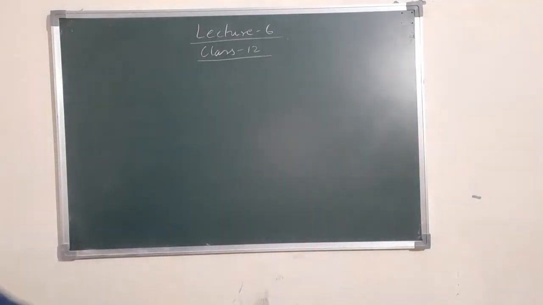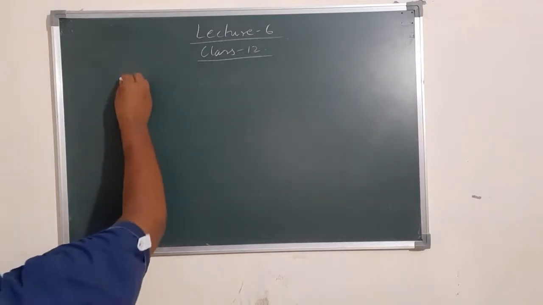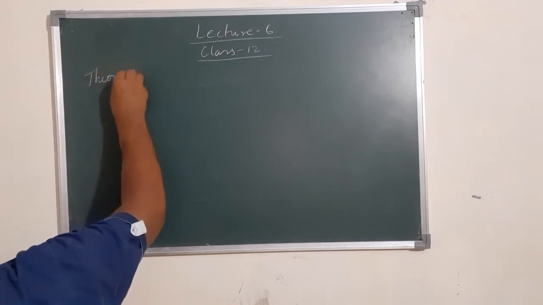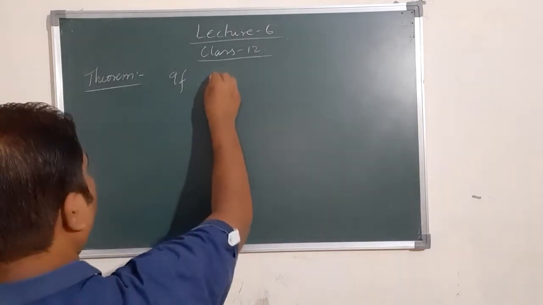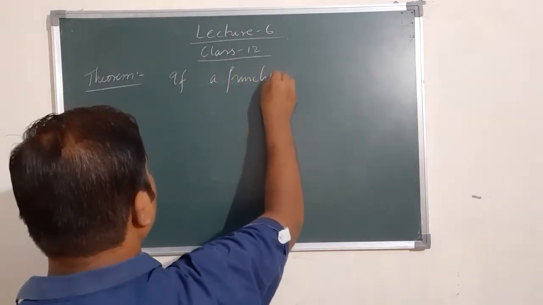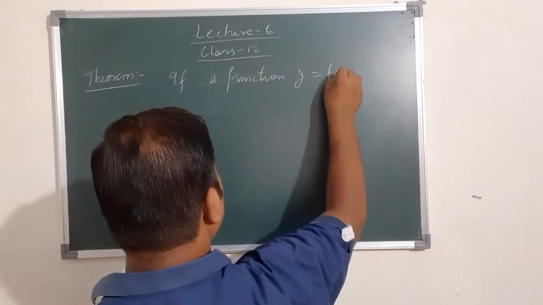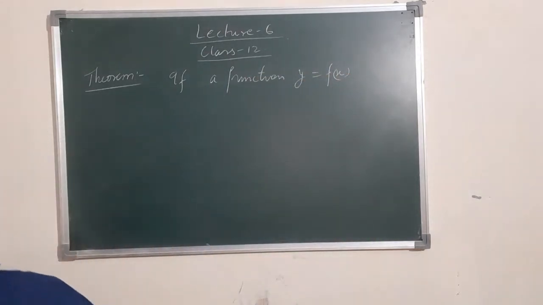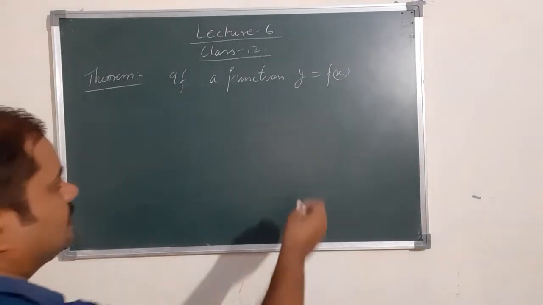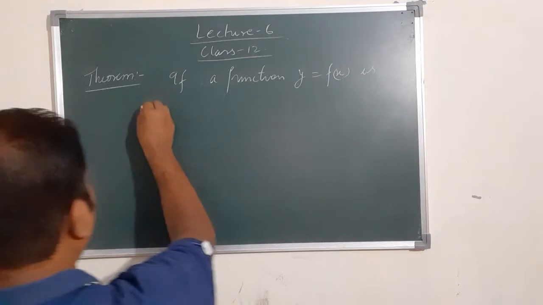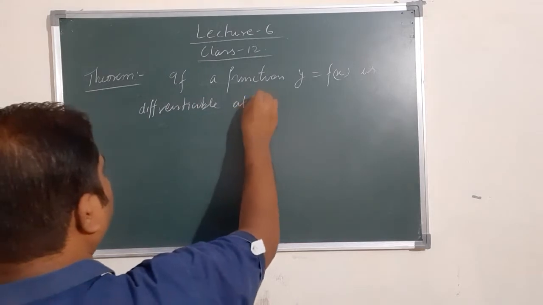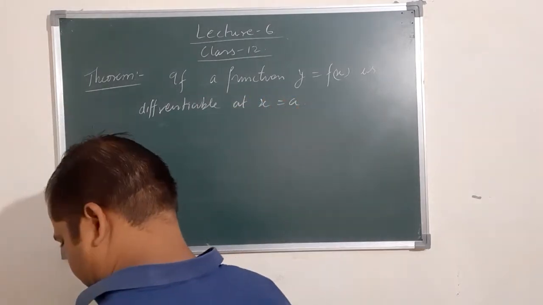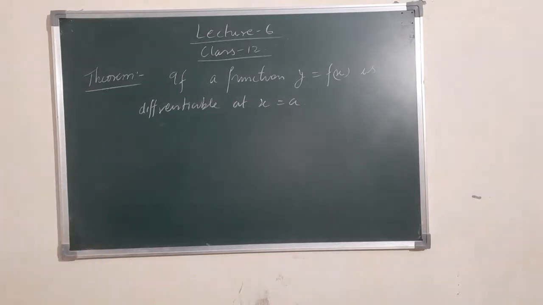So write down, theorem: if a function y is equal to f(x) is differentiable at x is equal to a, then it is also continuous at x is equal to a.